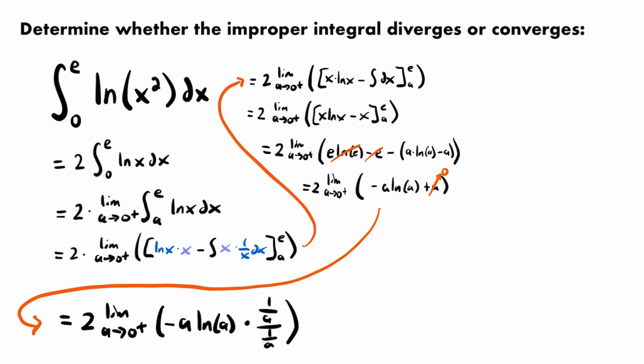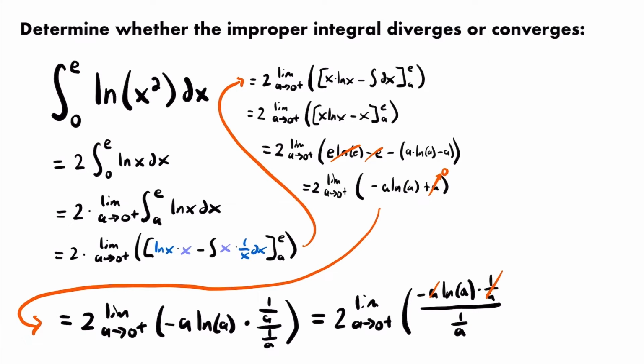In this case, here's what happens when we multiply by this form of 1. This will be equal to 2 times the limit as a approaches 0 from the right of negative a times the natural log of a times 1 divided by a, divided by 1 divided by a. This a and this 1 divided by a will cancel out, right? Anything divided by itself is just equal to 1. So we have the negative natural log of a divided by 1 divided by a. That's what we're going to be left with in this limit. I'll show over here that this cancels out with this.